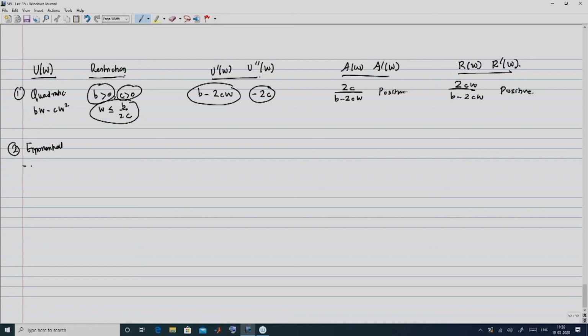So, in this case, the exponential function is given by minus e raised to minus c w, and the restriction is c is positive. So, u prime for this is going to be c e raised to minus c w. Since I need this to be positive, that is why I have this condition. The u double prime is going to be minus c square e raised to minus c w. So, this, as you can see, is going to be negative. A of w is going to be c, and so a prime of w is going to be 0, and the relative risk aversion is c w, in which case r prime is going to be positive.